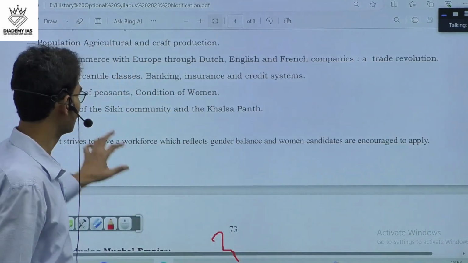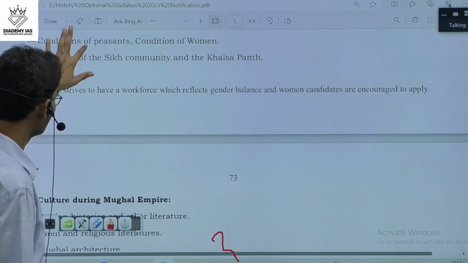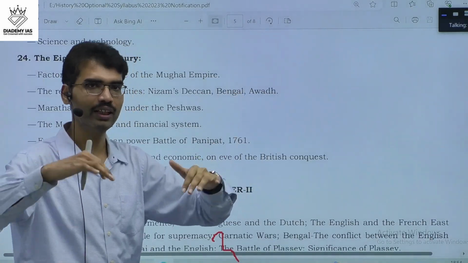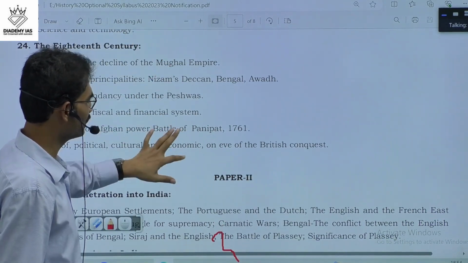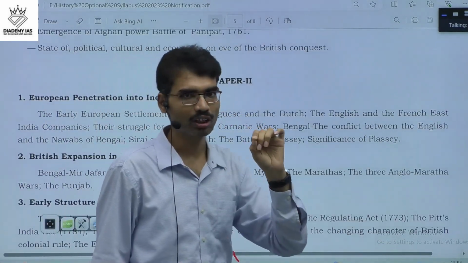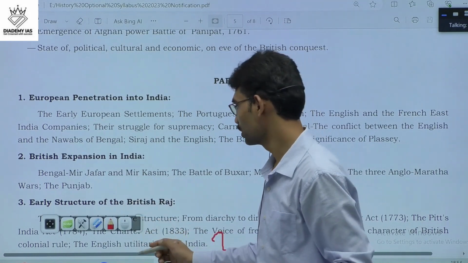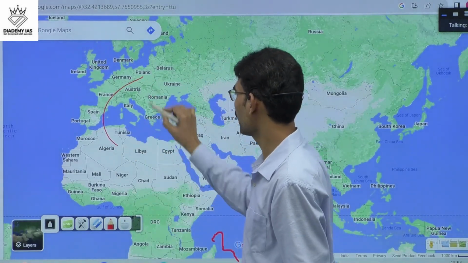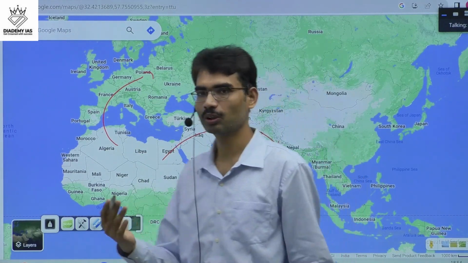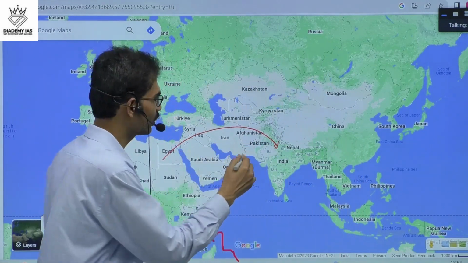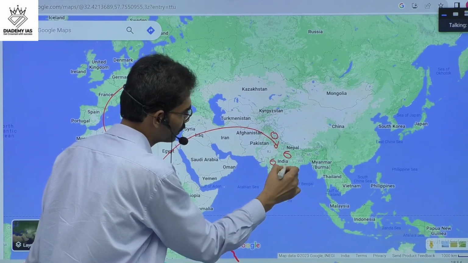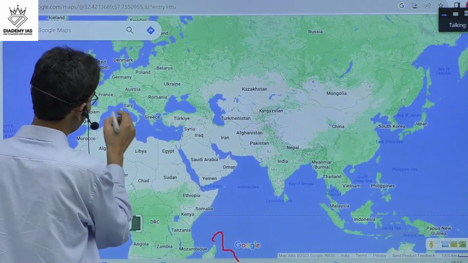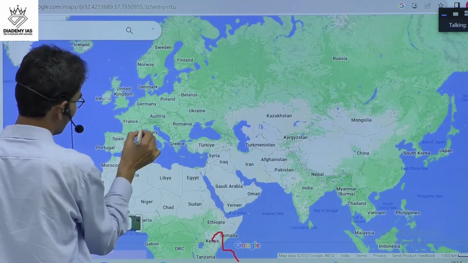European penetration. The first one is about European penetration. That means some people coming to India. It is similar to the ancient time period. We talked about migrations to the Indian subcontinent, like Stone Age people. Stone Age people came, migrated. We talked about the Paleolithic age, how in different locations, Paleolithic settlements, Mesolithic, Neolithic settlements. Now by this time period, we are talking about different Europeans coming to India.